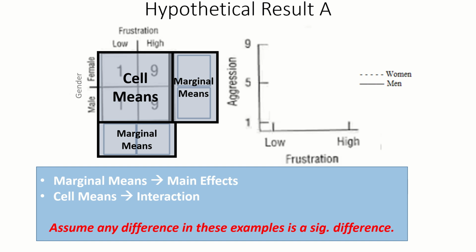And so as we go through these results here, it's important to note that we're going to assume any difference in these examples is a significant difference. All right. We're not getting into SPSS output yet because things get much more complicated once we get into the SPSS output, right? Once we get into the SPSS output, we're going to have p-values that are going to tell us which means significantly differ. Here, as we just go through some hypothetical results, we're going to assume any difference is a significant difference. We'll assume that the p-value is less than or equal to 0.05, just for simplicity, just to start. All right.